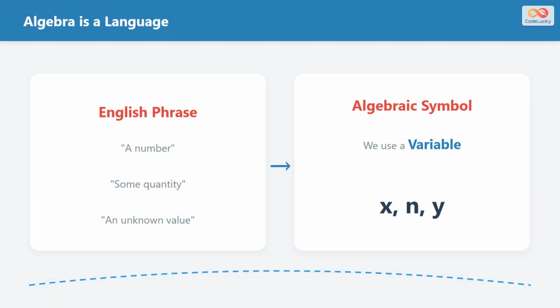Think of algebra as a language. In English, we might say something generic like a number or some quantity. In algebra, we can't just leave it vague, so we use a letter to represent that unknown value. This letter is called a variable. We often use x, n, or y, but you can use any letter you like.